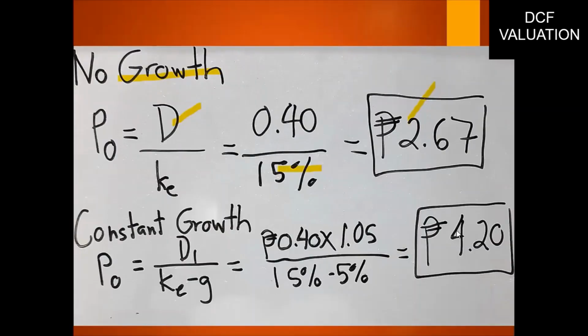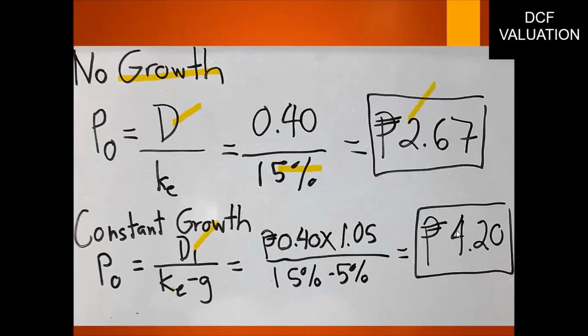What if we have constant growth? Then we apply the perpetuity with growth formula. The perpetuity with growth formula is cash flow 1. This is not cash flow 0. Cash flow 1, or in this case dividends 1, is the expected dividends, not the present or actual dividends, divided by the difference between the cost of equity and the assumed constant growth.